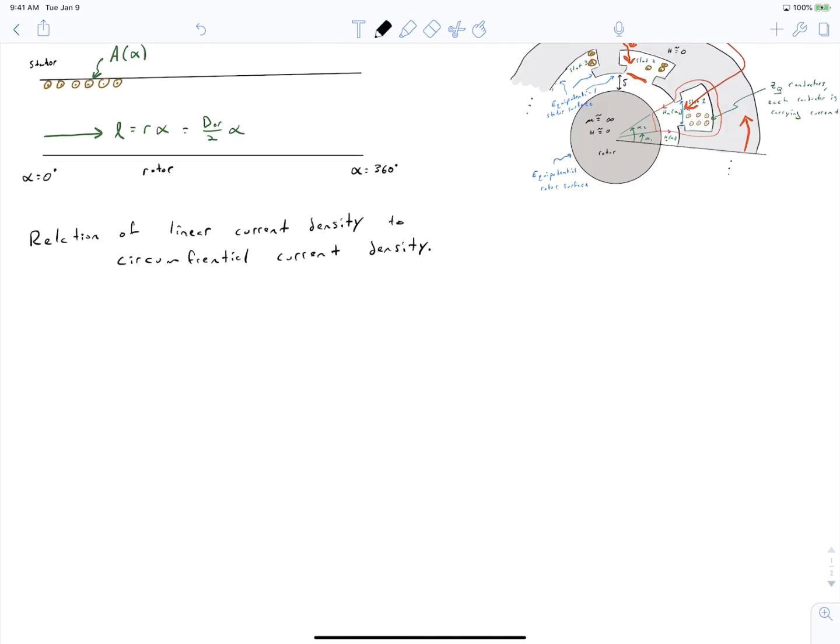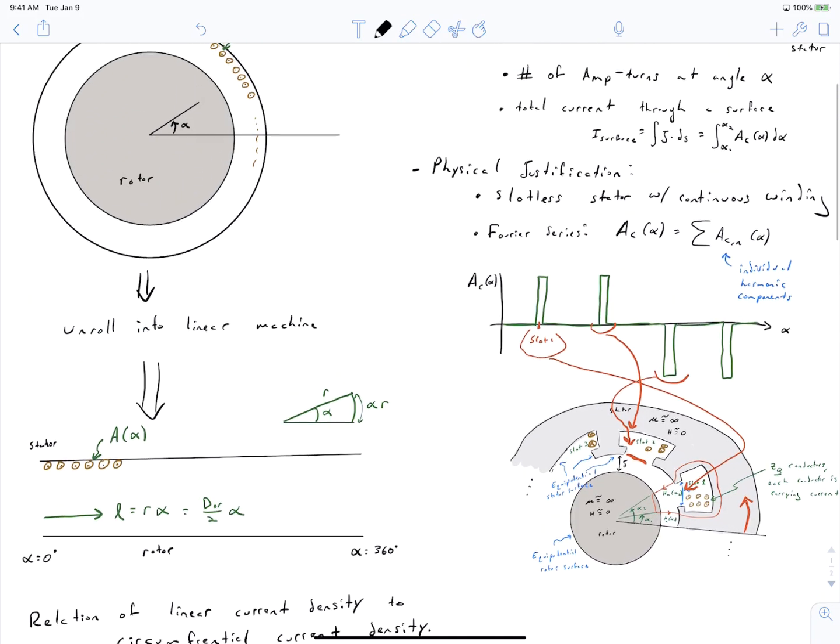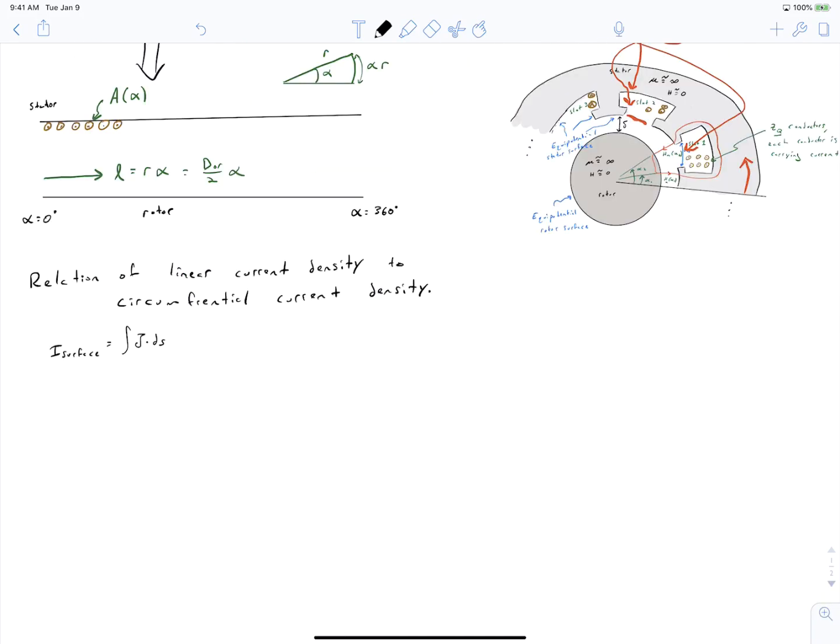In a general sense, we've been talking about the total current through some surface as being the integral of J dot dS, the current density over that surface's area. And we've noted that if we have a circumferential current density instead of a general current density, we have a line integral over an arc. And if we have a linear current density, that means instead of a line integral over an arc, we just have a line integral over a straight line, over a path. And you'll notice my nomenclature here. I'm indicating a circumferential current density as A_C, but a linear current density as A.